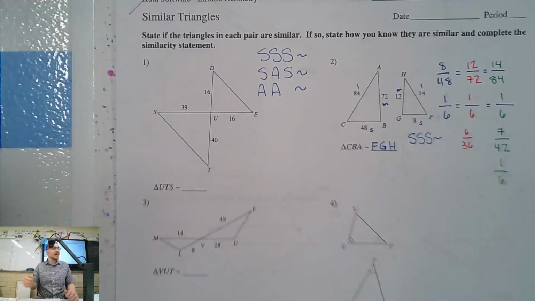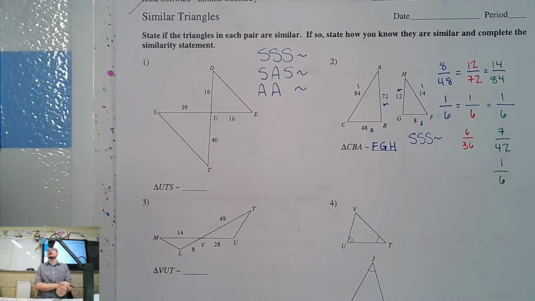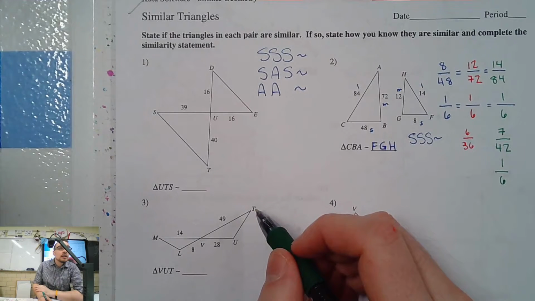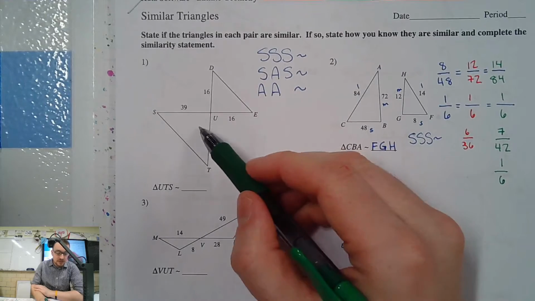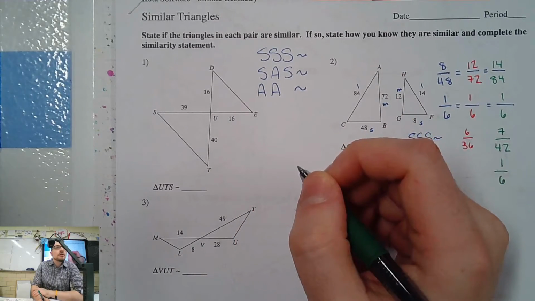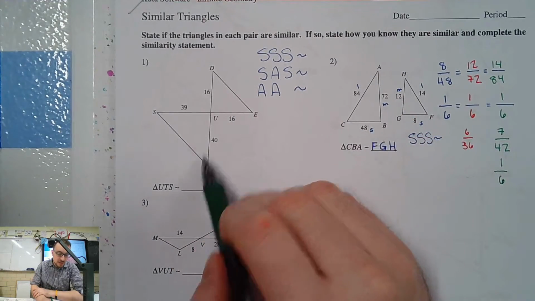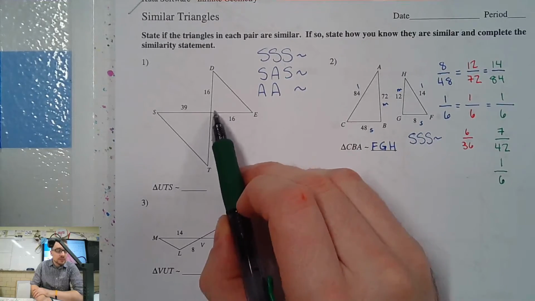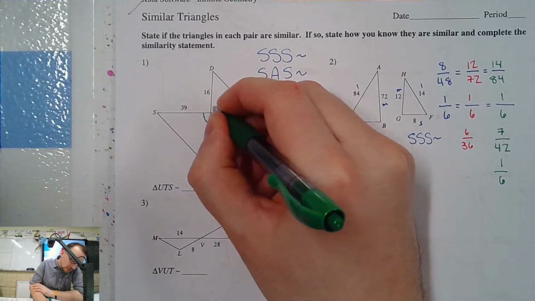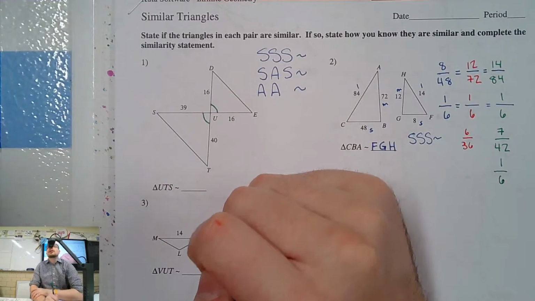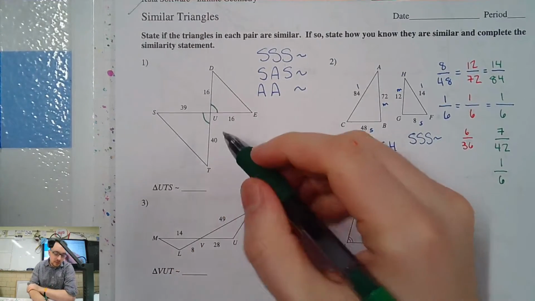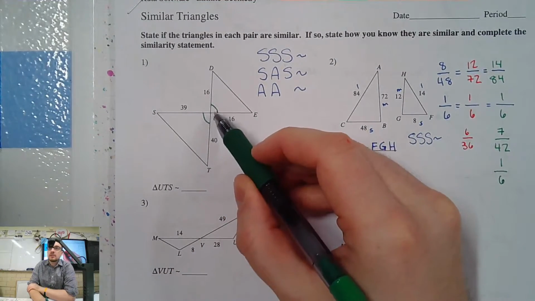What angles in this diagram do we know have to be congruent and why? Alex? What angles in this diagram are congruent? So SUT and DUE, these two angles? Yep, and why do these two angles have to be congruent? Does anybody know? Eads. Why do these two angles have to be congruent?